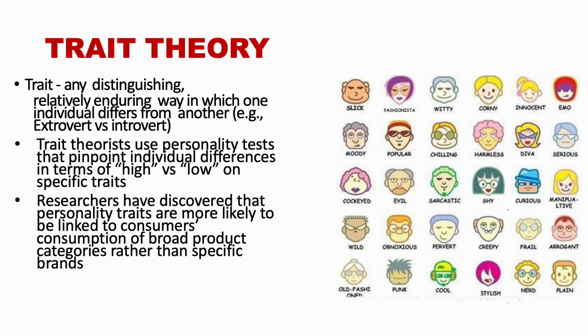So again, a trait is any distinguishing, relatively enduring way in which one person differs from another. So you could be an introvert versus an extrovert. You could also fall high or low. We usually pinpoint people who are high or low. Although remember, traits are a continuum, so you might just be average. But there are a lot of traits that we can look at. We can look at whether or not you're slick, whether or not you're corny, whether you're innocent, if you're a fashionista. Are you popular? Are you shy?